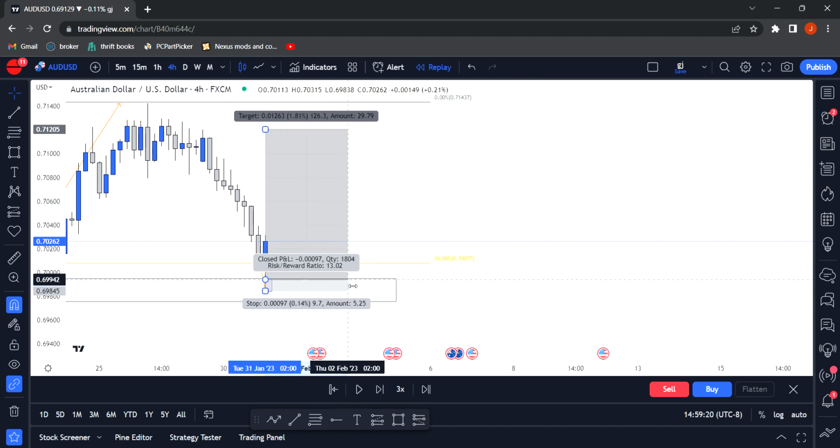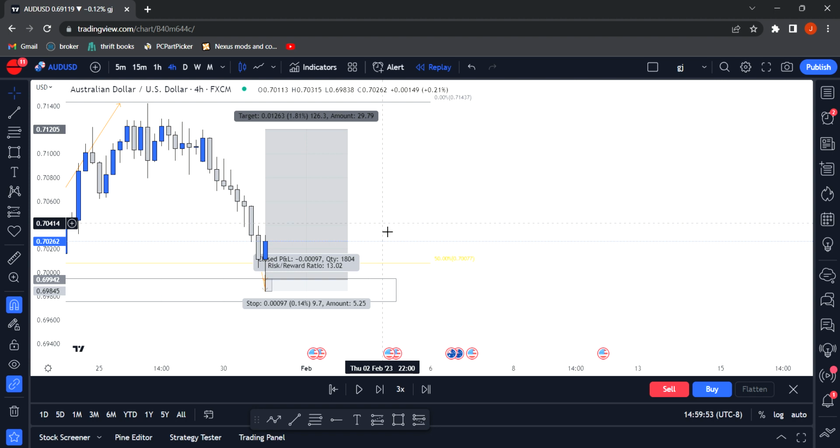So nine pip stop loss, 126 pip take profit, but the pips really don't matter for the take profit. If I got a small stop loss and I'm hitting like 70, 80, 90, 100 pips, my risk to reward is going to be very, very high. So I look for a 1 to 3 minimum. So a 1 to 13 is way above what I'm looking for. So I'm more than satisfied with this trade.